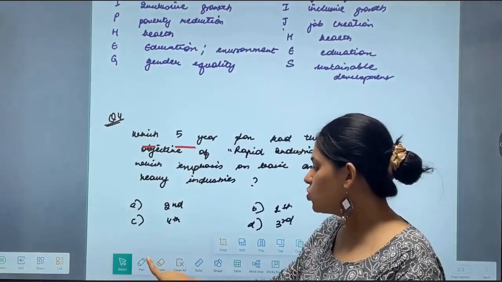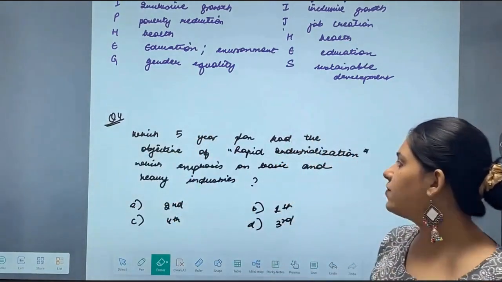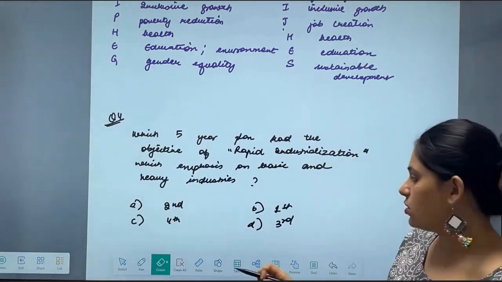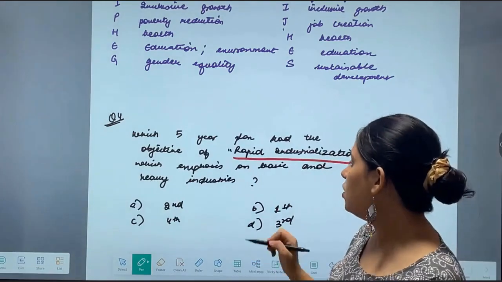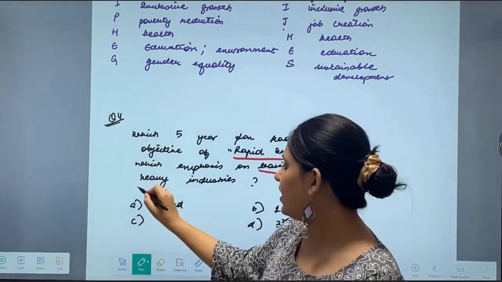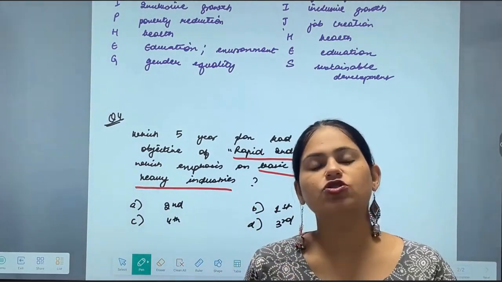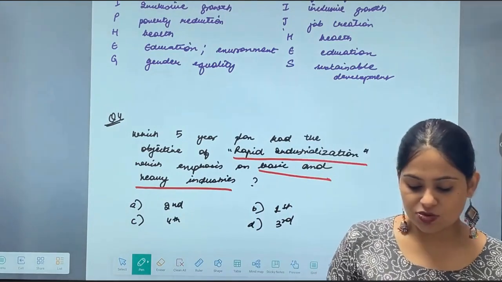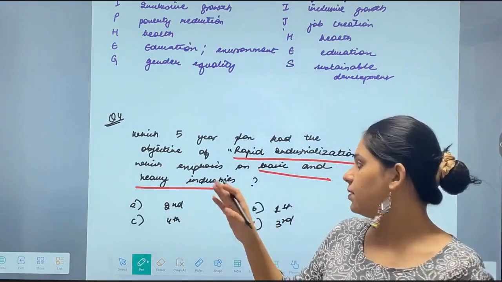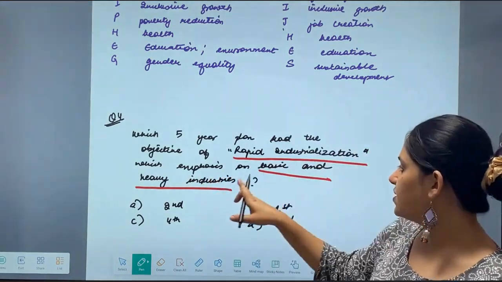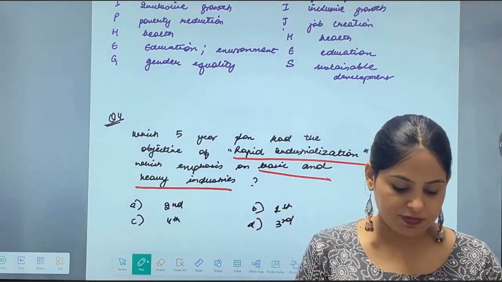So again an MSQ question, please try to answer this. The question says, which 5-year plan had the objective of rapid industrialization focusing on basic and heavy industries? This word, basic and heavy industries, itself should ring a bell. So try to answer this question. Let me see what you are saying. Which 5-year plan focused on rapid industrialization with emphasis on basic and heavy industries?